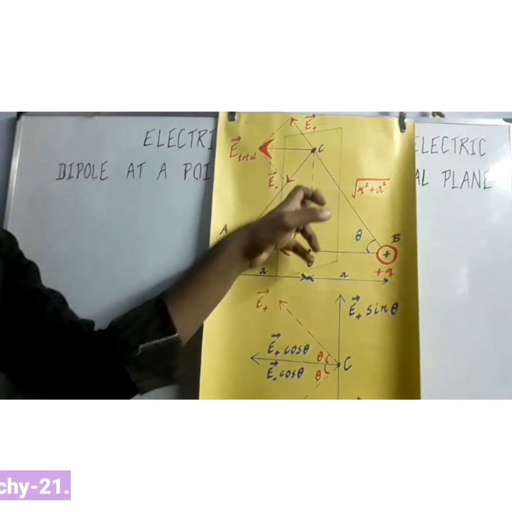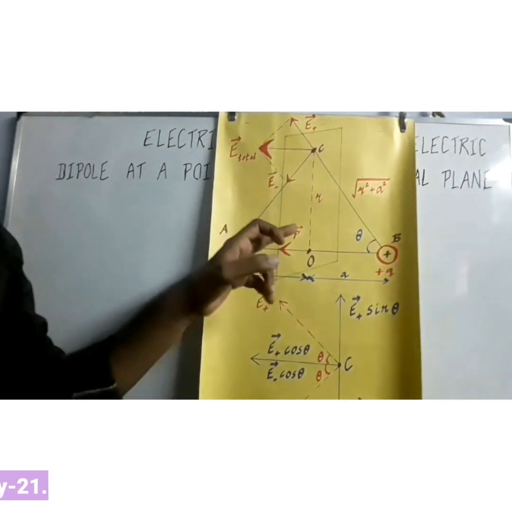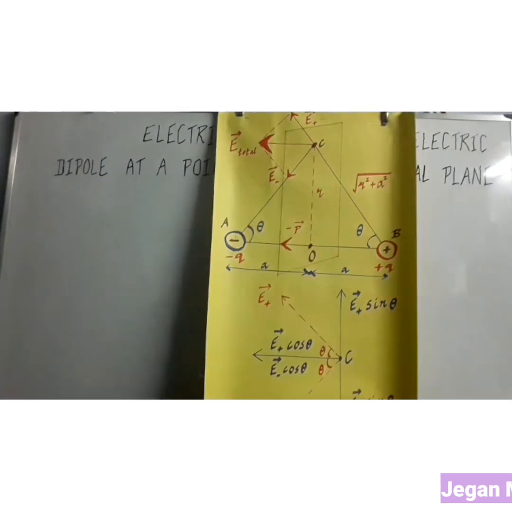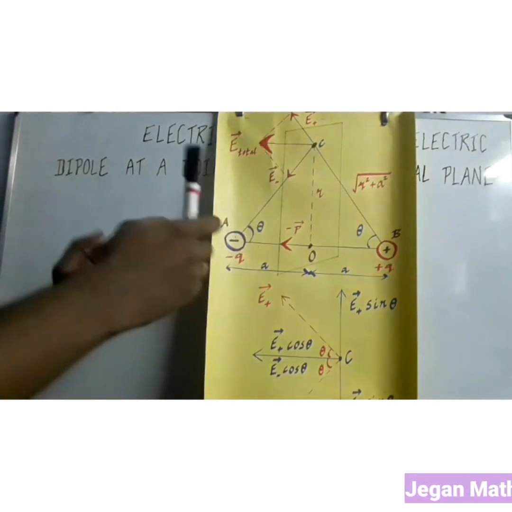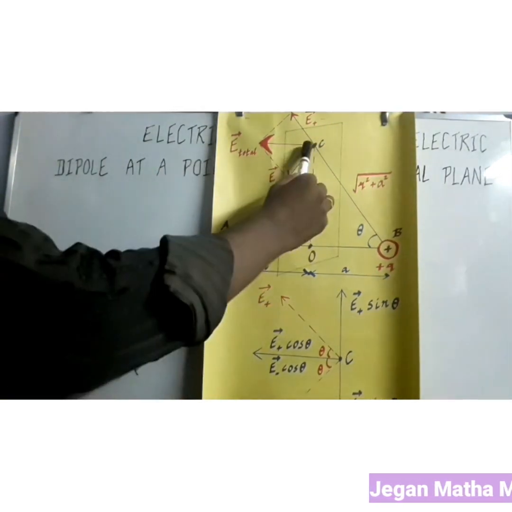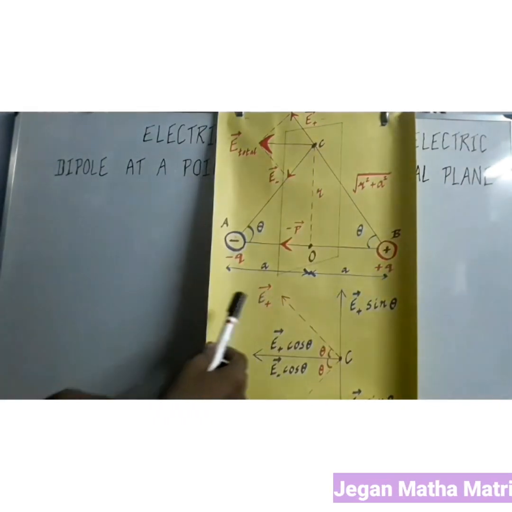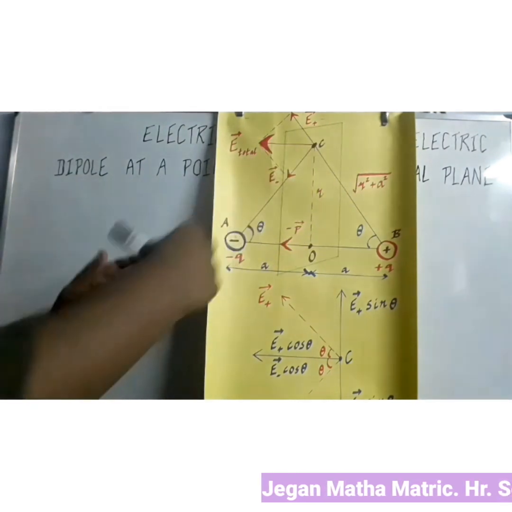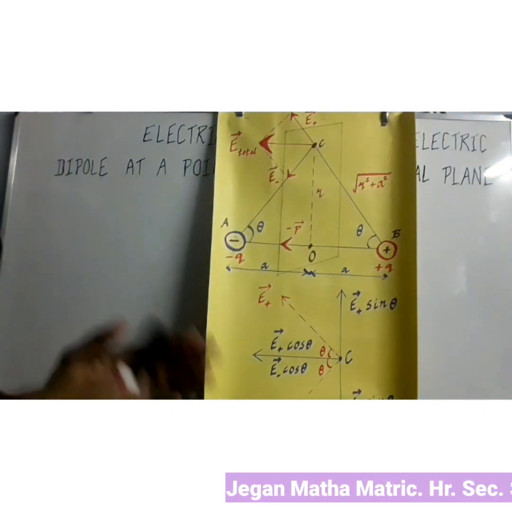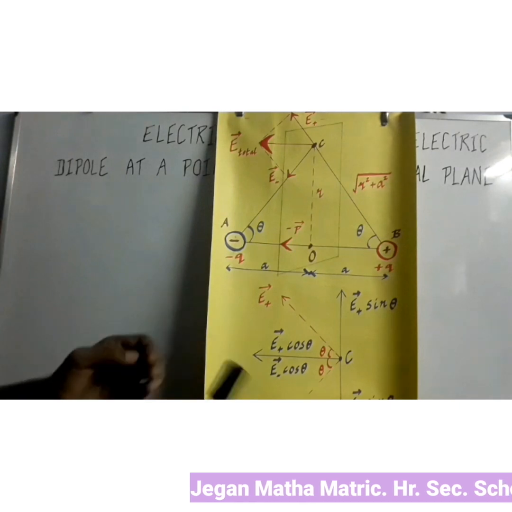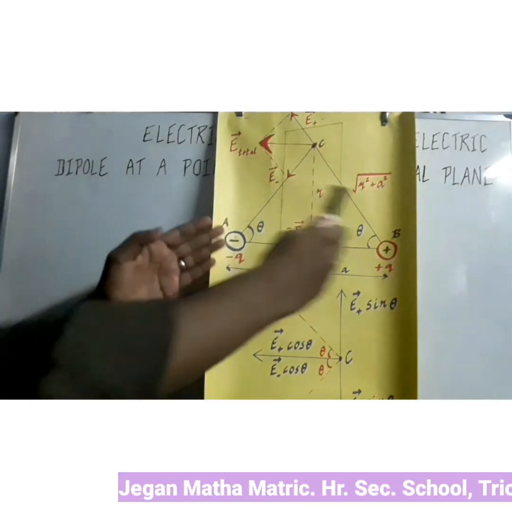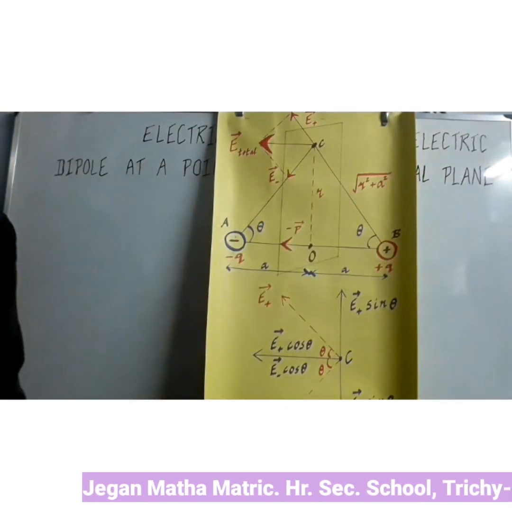Let us take another point C, which is placed at the distance r from the midpoint. It is placed in the equatorial plane. Point C is at the same distance from the negative charge and from the positive charge. Both the charges produce an electric field at point C. The two electric fields are the same in magnitude because they are produced by equal charges, but they are different in direction because they are produced by opposite charges.